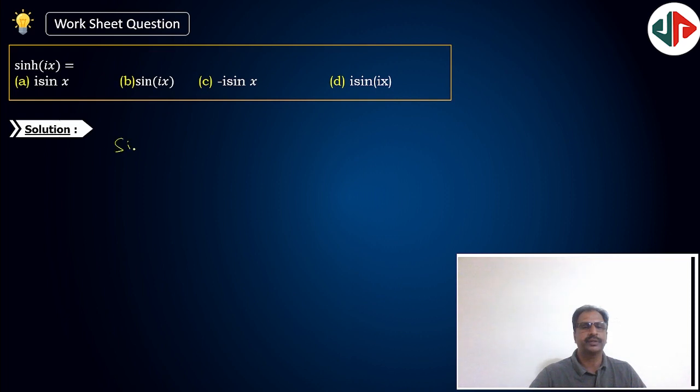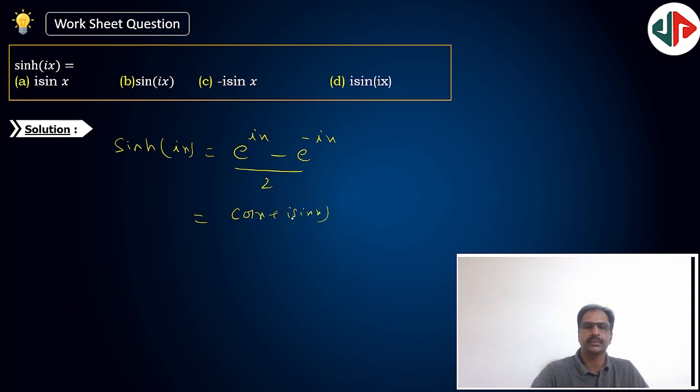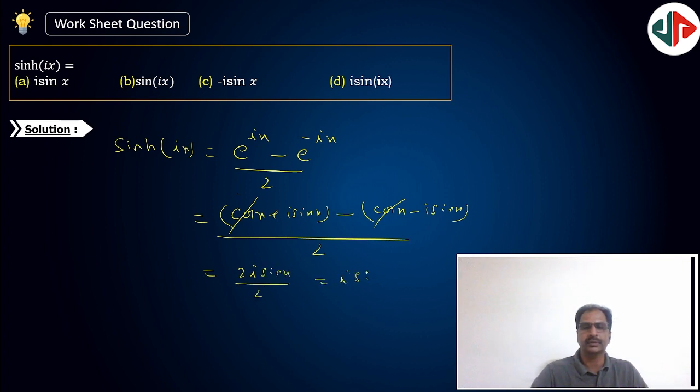Next, sinh of ix. In place of x, we have ix. What is sinh x? It is e power x minus e power minus x by 2, so e power ix minus e power minus ix by 2. In place of x, write ix. And we already discussed Euler's formula. According to Euler's formula, e power ix is nothing but cos x plus i sin x, and e power minus ix is nothing but cos x minus i sin x, all by 2. Cos x gets cancelled, so 2i sin x by 2, which means i sin x. Option A.